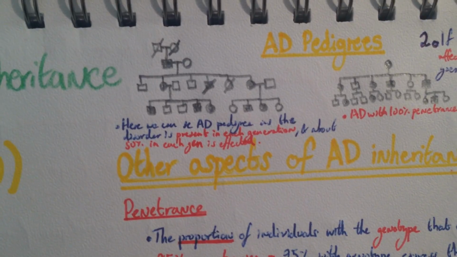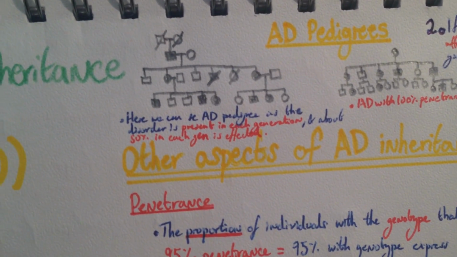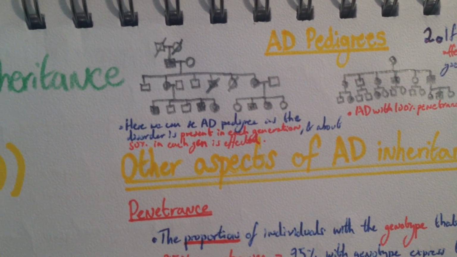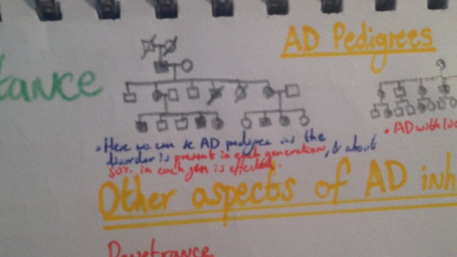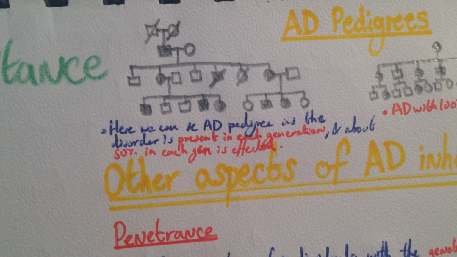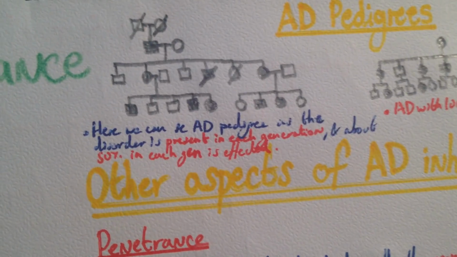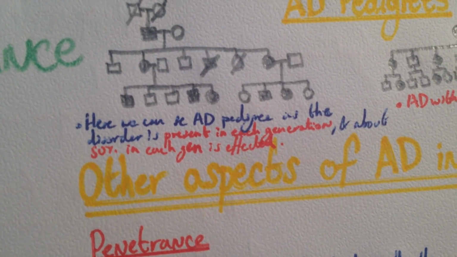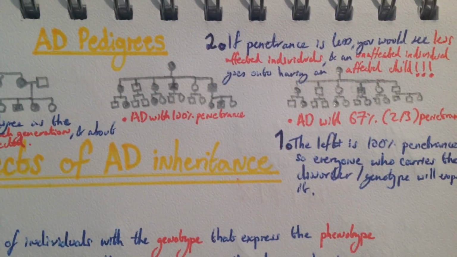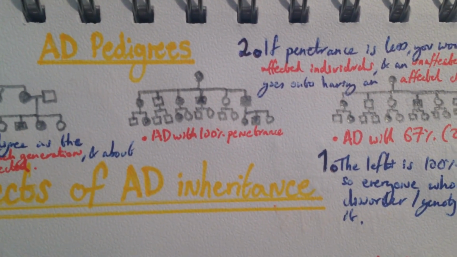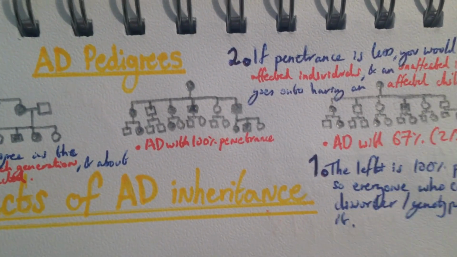So here we can see an autosomal dominant pedigree, as the disorder is present in each generation, and about 50% of each generation is affected. Easy peasy. As you can see, in the first generation, there's 3 people affected, and in the second generation, there is 5, so it's quite close.